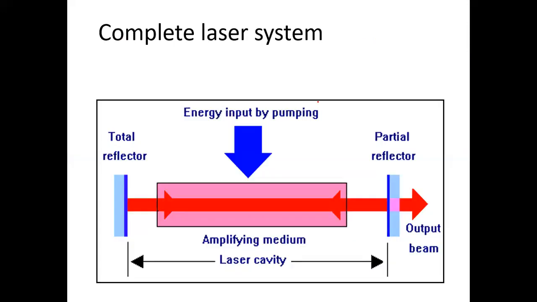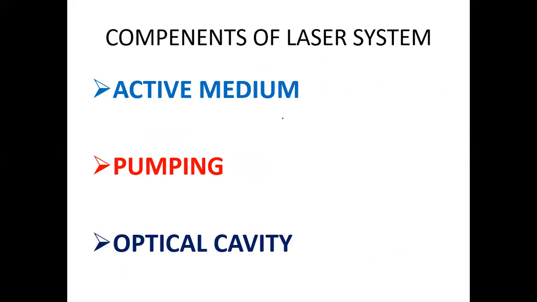This is the complete laser system. It consists of an external energy source, an active medium, and two reflecting mirrors. One is a total reflecting mirror, another one is a partial reflecting mirror. This is the block diagram of a laser device. These are the components of a laser system: active medium, pumping, and optical cavity.